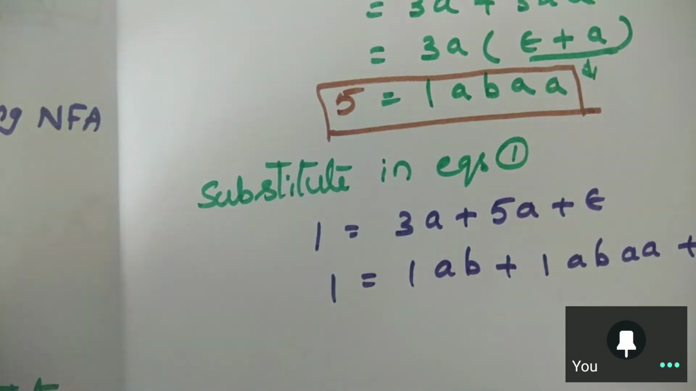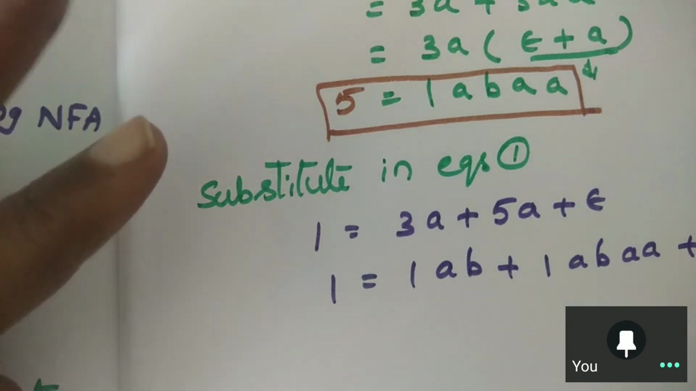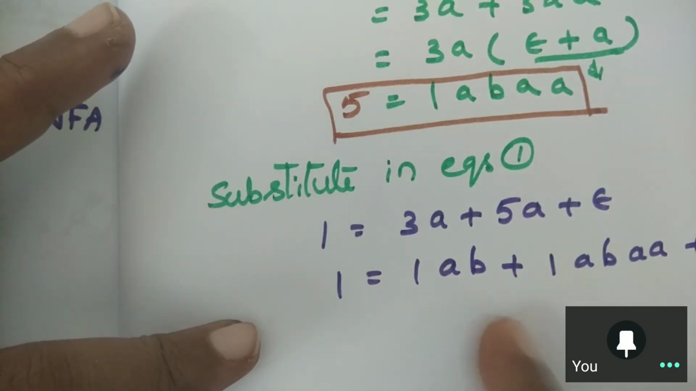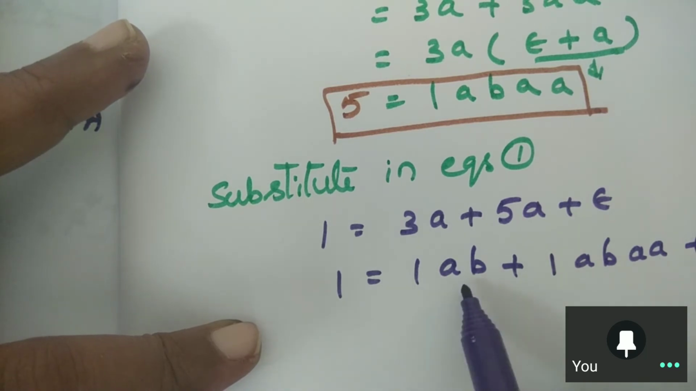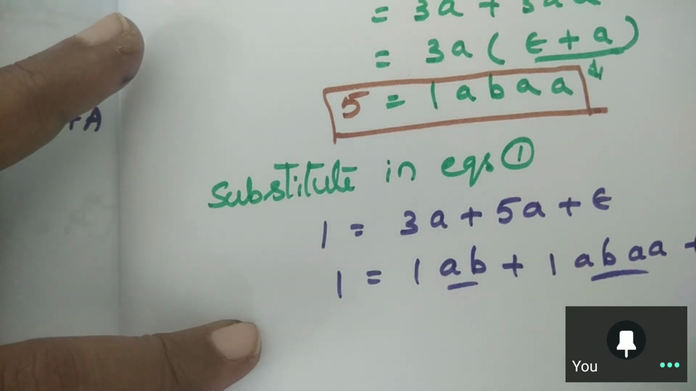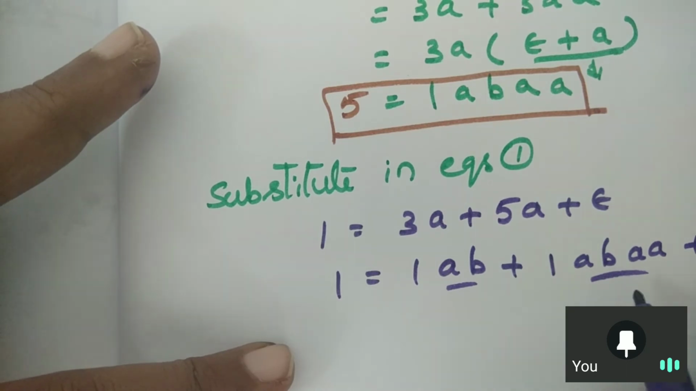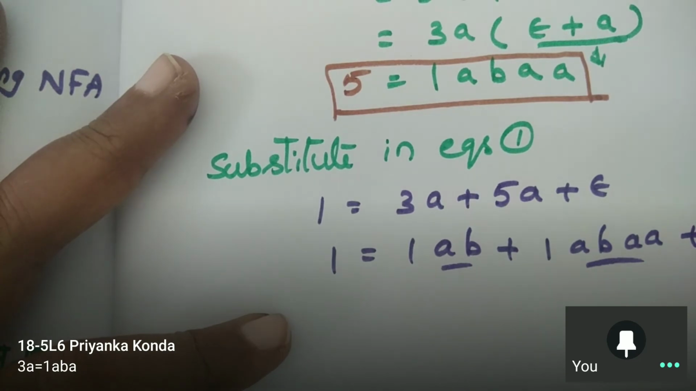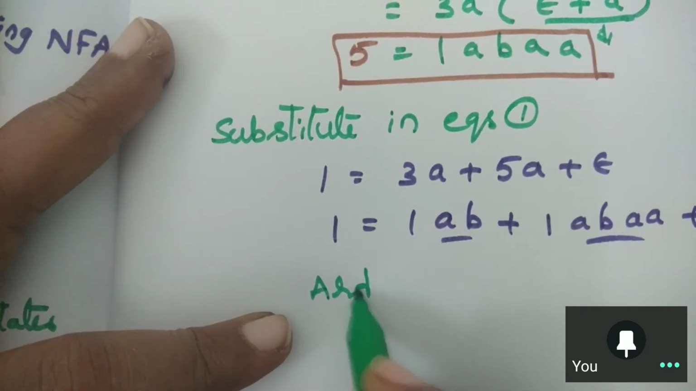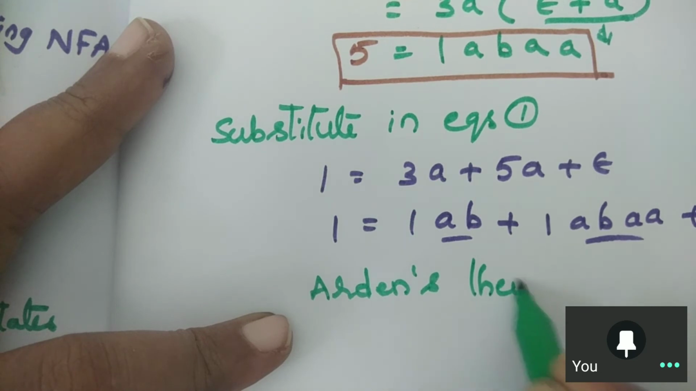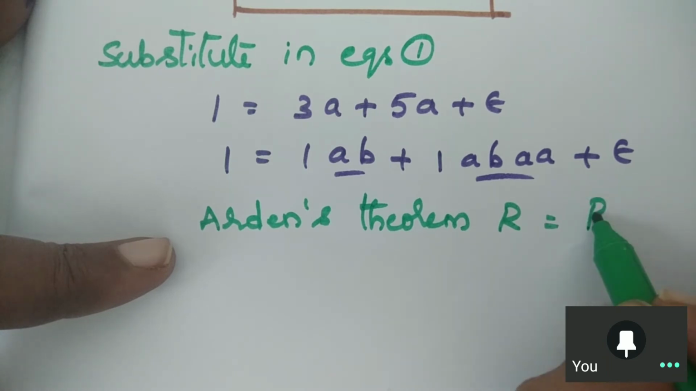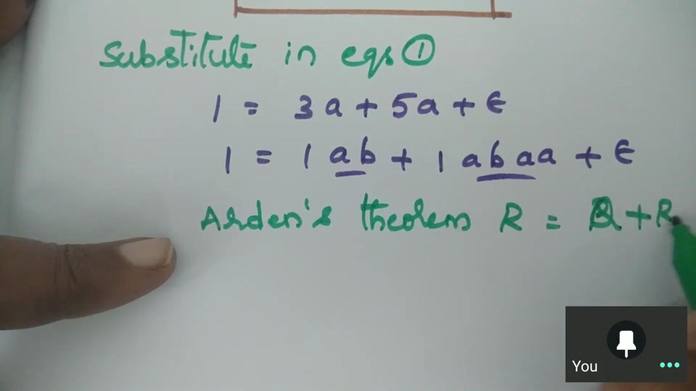So now we should try to get into the format of Arden's theorem. That is, I should be able to write it as q plus rp. So I need to somehow simplify these terms. Let us try to take a common value from these equations. As per Arden's theorem, I should have my regular expression in the form of r equals q plus rp. So this is the form I should get.